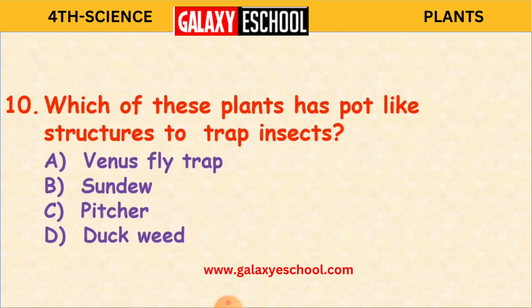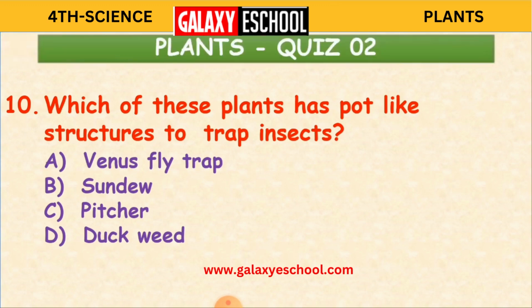Which of these plants has pot-like structures to trap insects, in the sense to catch insects? So they are insectivorous plants. Venus flytrap, sundew, pitcher or duckweed. Which plant is that? It is pitcher. It has a pot-like structure, as in the picture when I was explaining the insectivorous plant. Okay, children, it is pitcher.